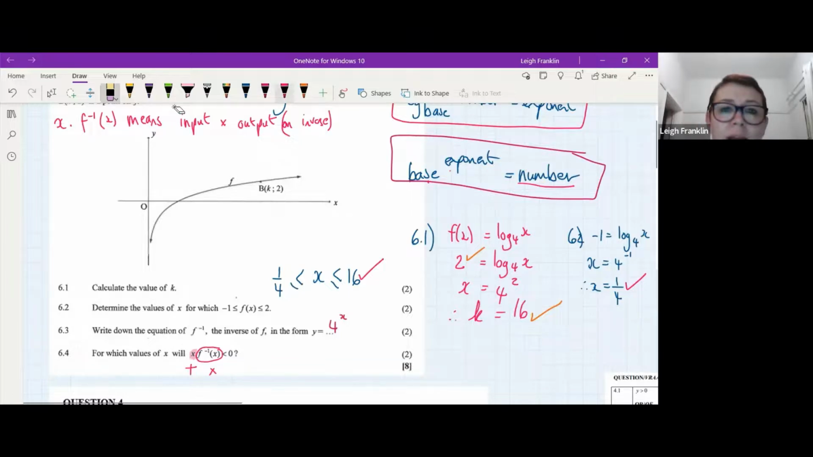Okay, so the only way I can get a negative answer is if I have a positive times a negative. So in this case, for this particular function, x is always positive. Now we have to look at the value or values of x for which output is going to be negative.